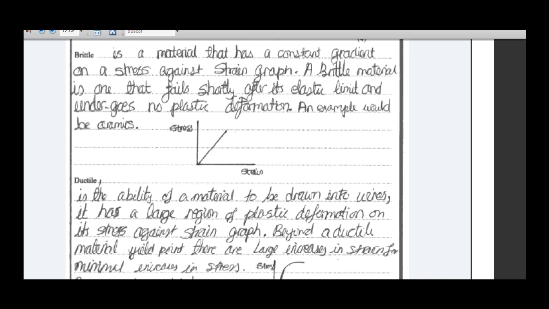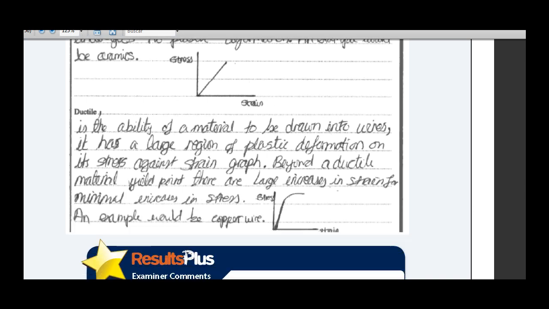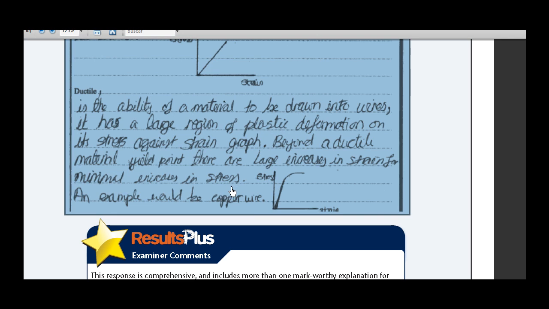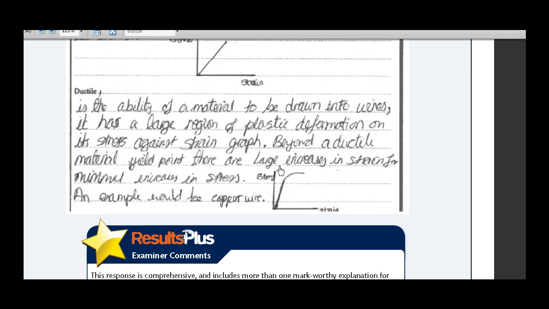In the second one he says it is the ability of a material to be drawn into wires, so that's his mark right there, and continues to say that it has a large region of plastic deformation on a stress strain graph. Beyond a ductile material's yield point there are large increases in strain for minimal increases in stress, and I mentioned that too.